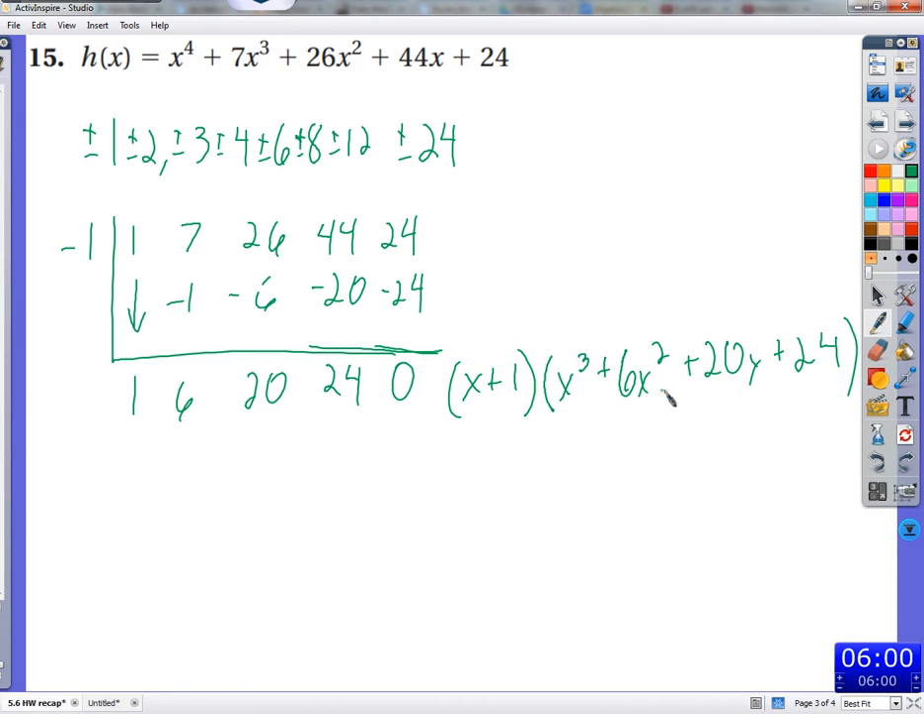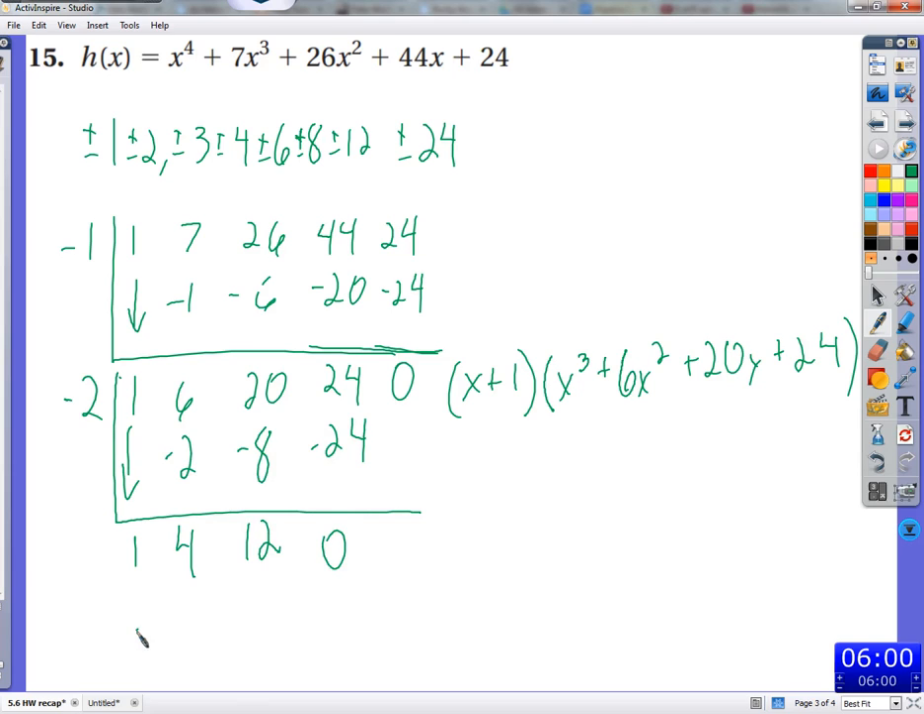If you're going to make guesses on this using synthetic substitution, you're just going to write out these numbers like this, and set up the synthetic substitution and go from there. Do we know a zero that will work? Negative 2. Mm-hmm. So bring down the 1. Negative 2, 4, negative 8, 12, negative 24, 0. We're going to get x squared plus 4x.